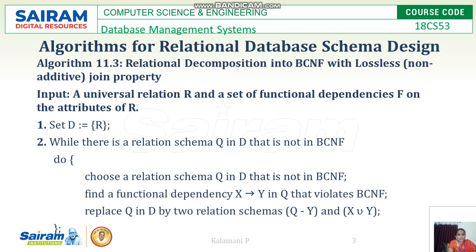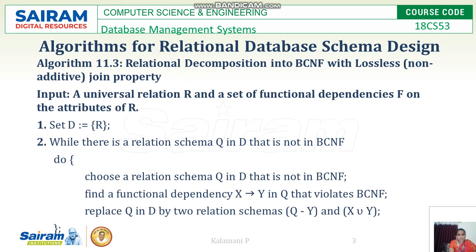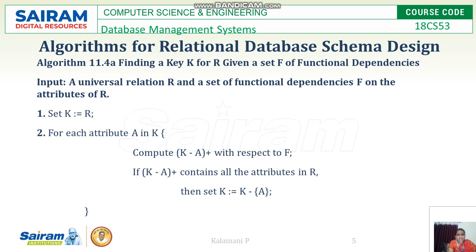So please go through these algorithms. One is relational synthesis into 3NF with dependency preservation. The next one is relational synthesis into 3NF with dependency preservation and lossless join property. Another one is relational decomposition into BCNF with lossless join property. The last one is finding a key K for a given set F of functional dependencies. So please go through these algorithms. Each and everything is important for your exam.